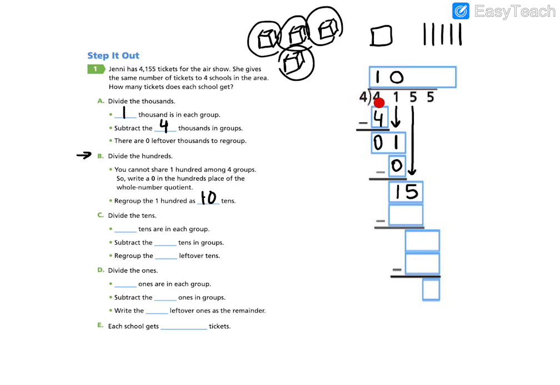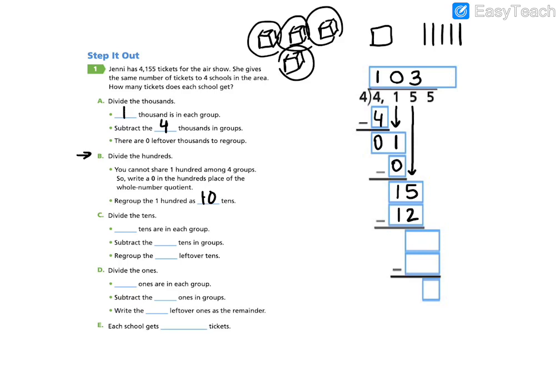Now, 4 divided by 4, we knew right away that was a multiple of 4. 15 is not a multiple of 4. What is a multiple of 4 that is close to but less than 15? I know that my close multiple is 12. So I'm going to use 12 of my tens. If I use 12 of my tens, how many of those 12s will be in each of the 4 groups? Well, 12 divided by 4 is 3.